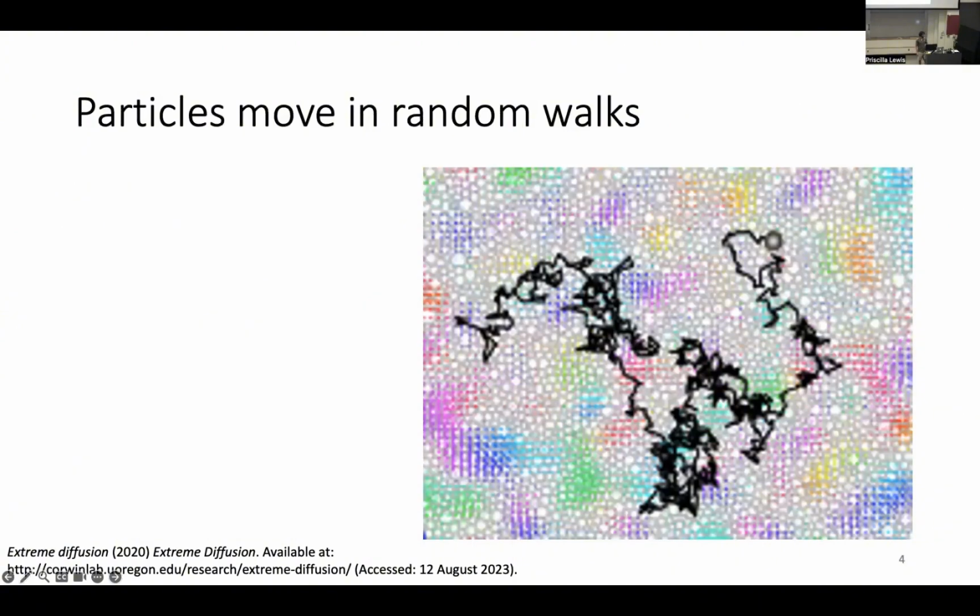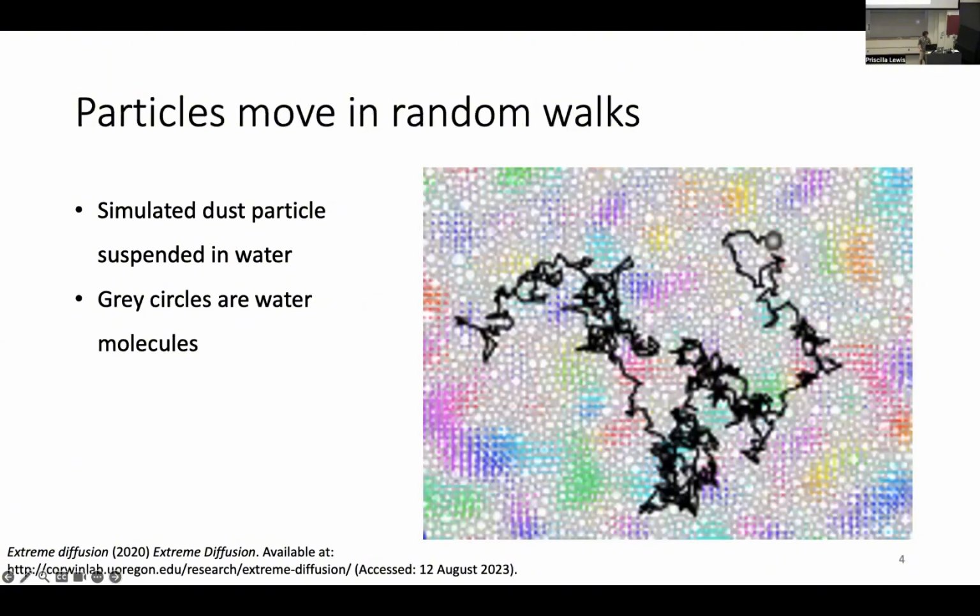Particles move in random walks. So this figure is to help me explain what a random walk is. In this figure, you can see a simulated dust particle suspended in water. The gray circles are water molecules, and the colors are arrows showing the flow field of the water. So Haley talked a little bit about Brownian motion. And as you can see, the black line shows the path of the dust particle with time, and it moves sort of randomly and erratically, and that is due to that Brownian motion.